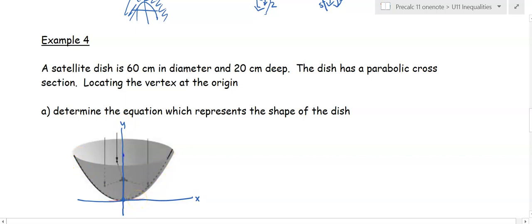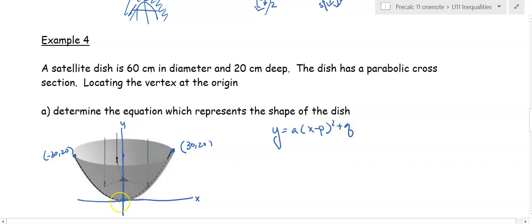So we need to put in some important points. So (0, 0) is the vertex. If it's 60 centimeters wide and 20 centimeters deep, then that point right there will be (30, 20). This point right here would be (negative 30, 20). So we have enough points that we can create the equation.